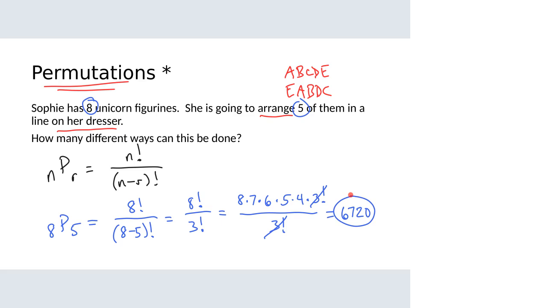Poll went great, but I want to give you a chance to ask any questions that you might have about that one before we look at one more permutation question. Okay.